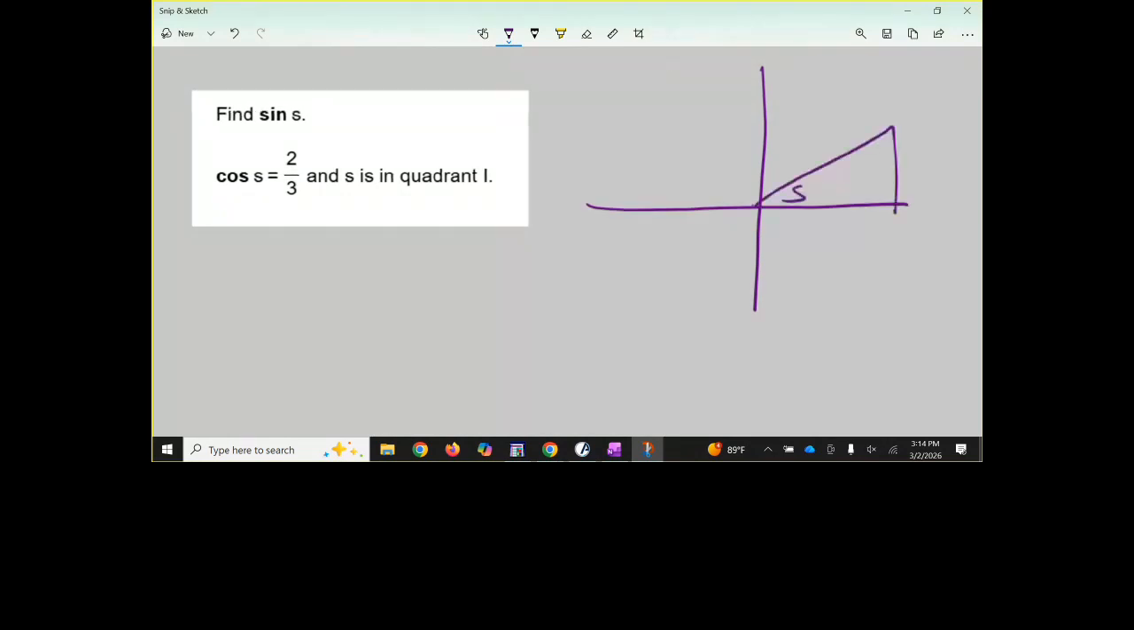There's my angle S. Okay, so look, y'all, how do we define the cosine of our angle? What letters do we use? X over R. Boom. X over R. Okay, so look, y'all, isn't my X equal to 2? And isn't my R equal to 3? And what we've got to figure out is, hey, what's our Y going to be?